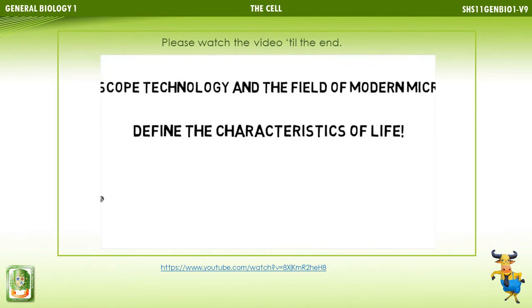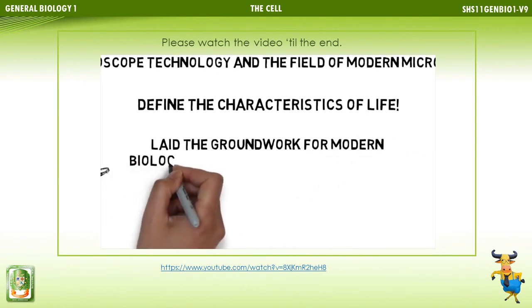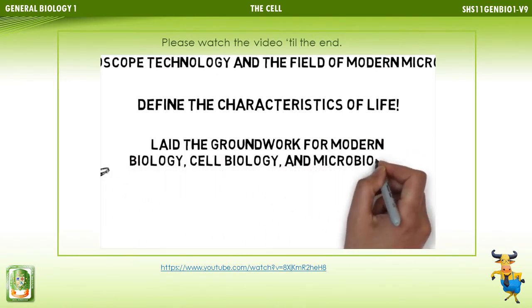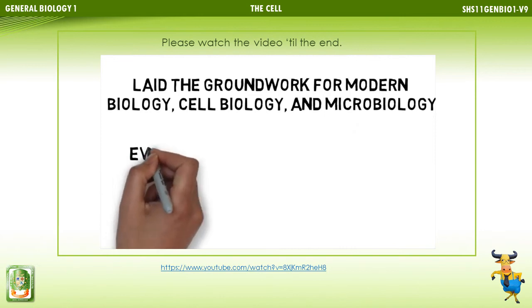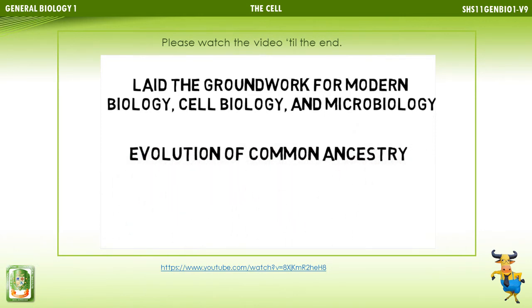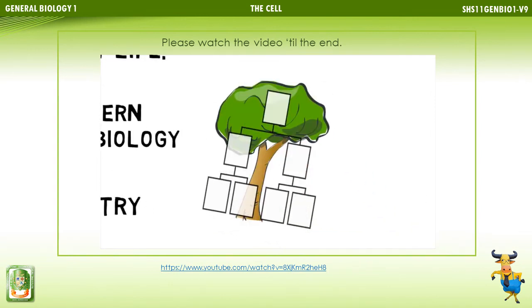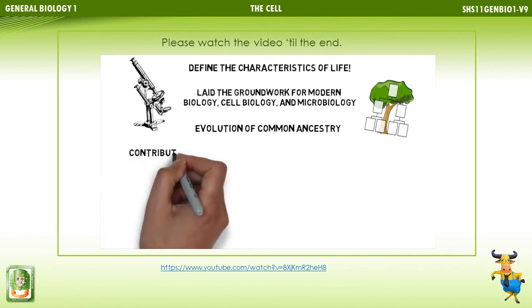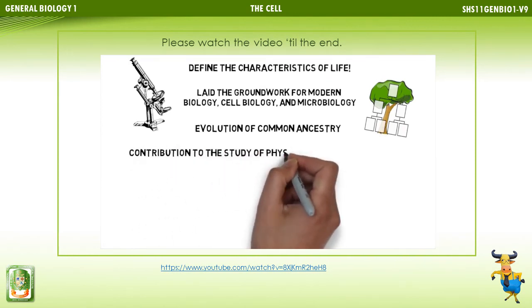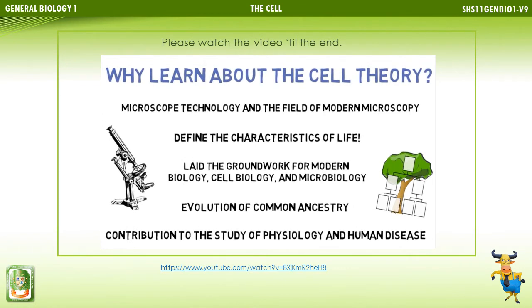Now, these cells helped define the characteristics of life, but they did much more. They laid the groundwork for much of modern biology that you learn today in class and in labs. Those include microbiology and cell biology, as well as looking about common ancestry. Now, common ancestry is a field that we still are analyzing today, and there's a lot of companies that look at common ancestry, like 23andMe, that you may know of. It also contributed to the study of physiology and human disease.